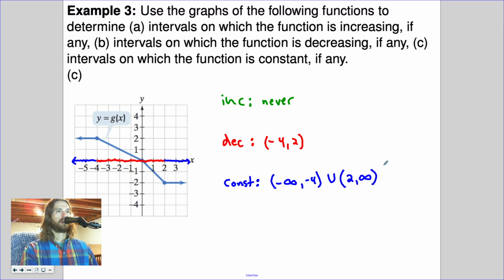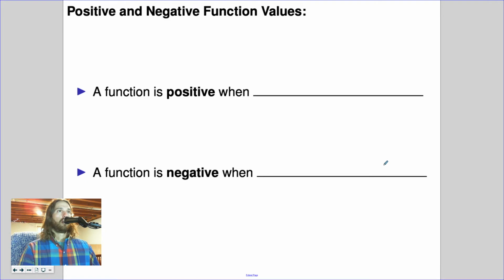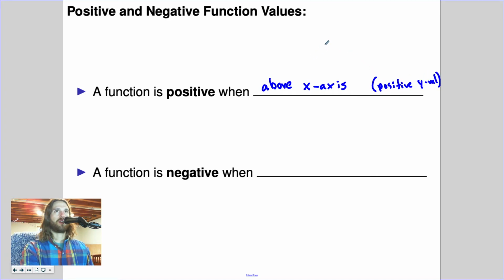Fun, fun. All right, let's talk about a couple other things that we can use interval notation to describe. We're almost done. A function is said to be positive when it is above the x-axis, or it has positive y values. If it has positive y values, then it's above the x-axis, we say that the function is positive at that section. So here's what I mean.